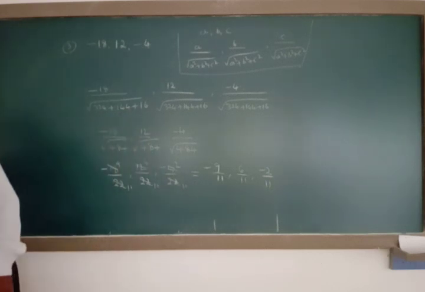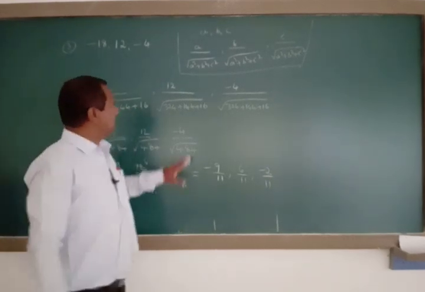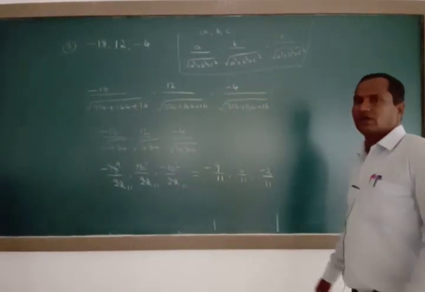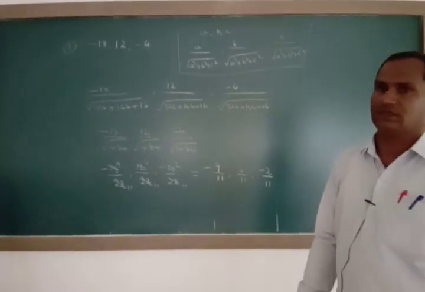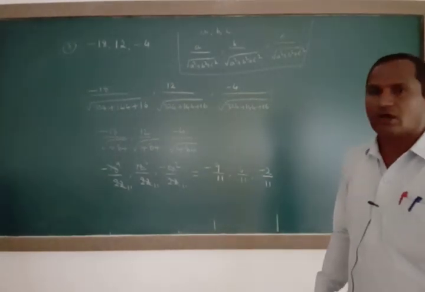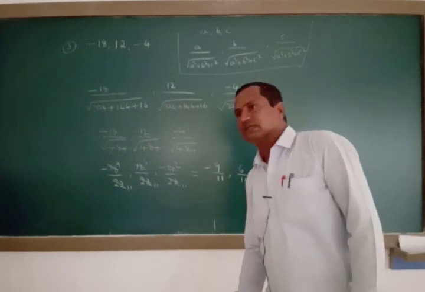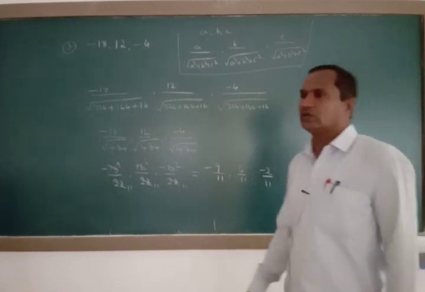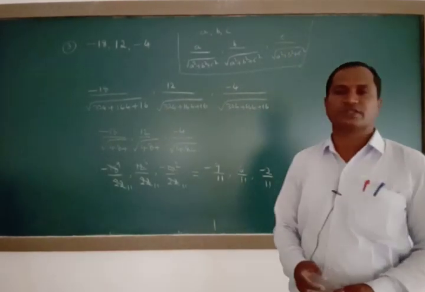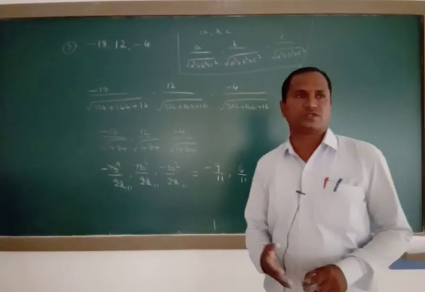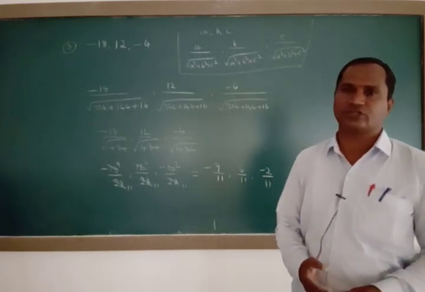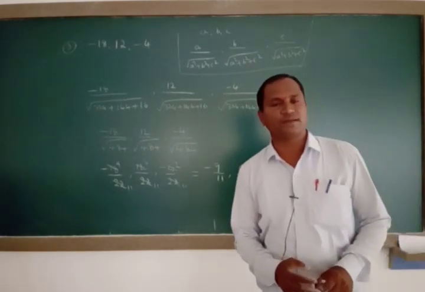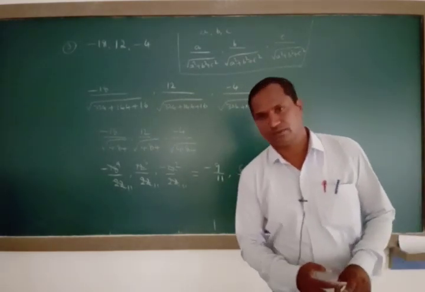Next class I'll tell you some different types of problems like this: when direction ratios are given, how we find direction cosines, and when angles are given, how we find direction cosines. Next class I'll also show how to prove points are collinear, and how to find direction cosines and direction ratios when the vertices of a triangle are given. Like that we will solve different types of problems. Thank you very much.